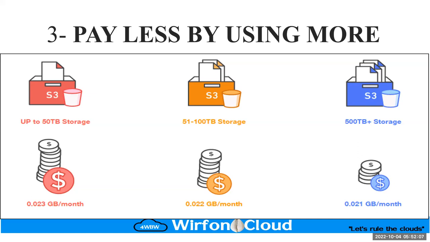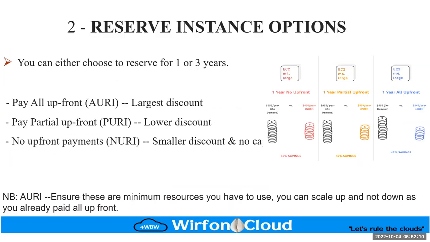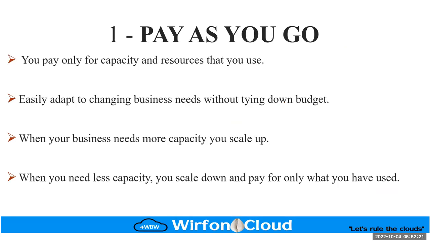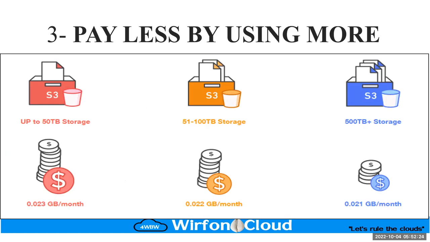Just remember again, as explained, as it says on that title, remember you are paying for what you use. Just go to the storage again. You are paying for storage. So you pay less by using more. At the end of the month, if you have used up to 50 terabytes of storage, you'll be calculated with that price. And if at the end of the month you have used from 51 to 100 terabytes, your calculation will be on that one. So that means you'll be paying cheaper. Okay, I understand.